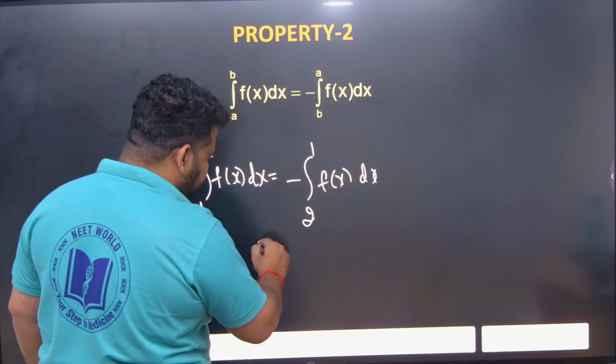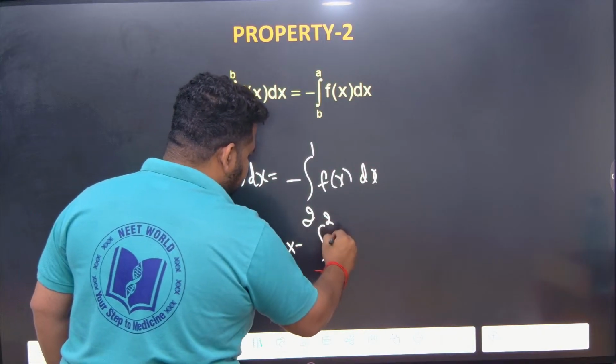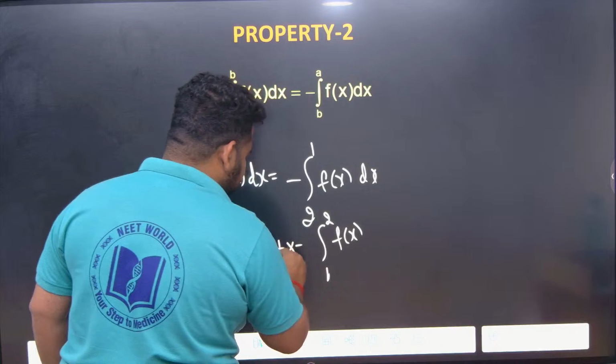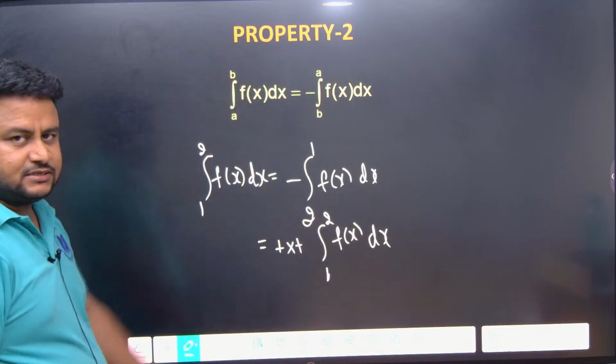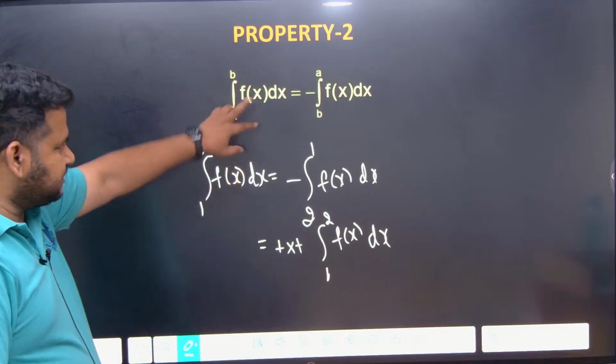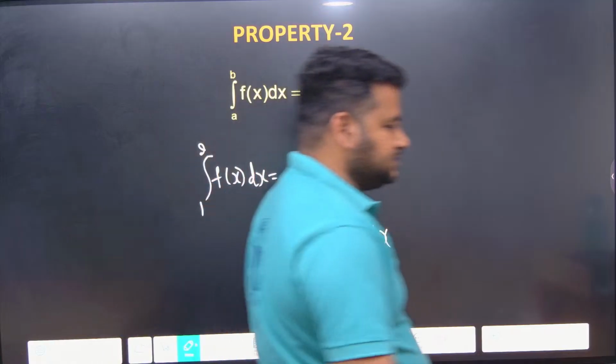Again, if I multiply, minus into minus will become plus, and this will become 1 to 2 f of x dx again. I am reversing it again. Each and every time you reverse the bound, you should multiply with minus. Clear friends?